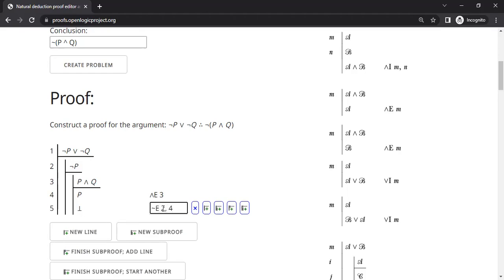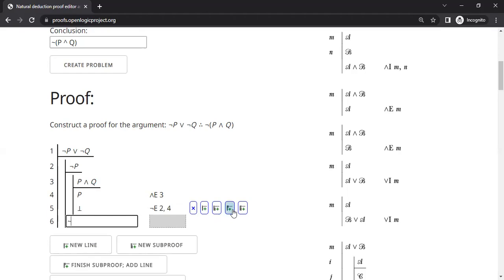So what it means now is that my internal assumption, P and Q, must be wrong, because that is the one that led me to the contradiction. That means I need to say not of P and Q, because I'm going to do not introduction, line numbers 3 through 5. Okay, let's check the proof. Make sure you are okay.